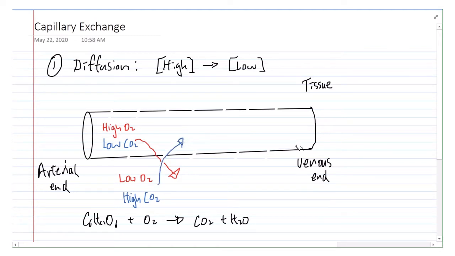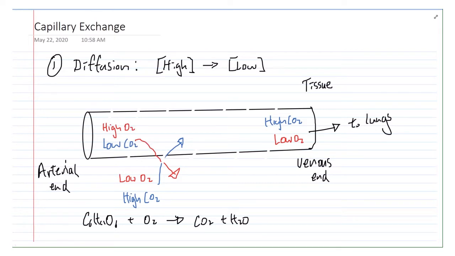And afterwards, on the venous side, we're going to end up having high CO2, and we are going to have low O2. So of course, this blood is going to eventually go back to the lungs, where you're going to reoxygenate it and then have another go at it. But basically that's what the first factor is. In terms of controlling what goes in and out, there just has to be some kind of concentration difference, and if the molecule is able to cross the capillary walls, then it's going to do so.